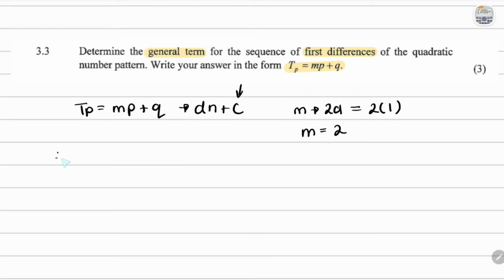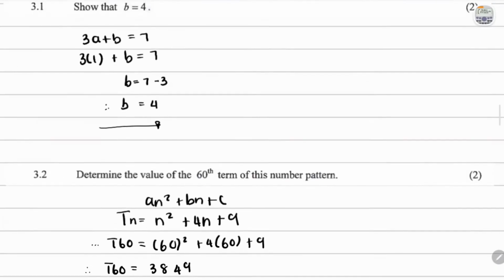And then now that we know this, to update this, Tp is equal to 2p plus q. And now q is what is missing. How do we find q? This is just an equation. If you know one of the term values in this pattern, you can find out what q is because we can substitute it here. This is the first differences. We know the first term of the first difference.